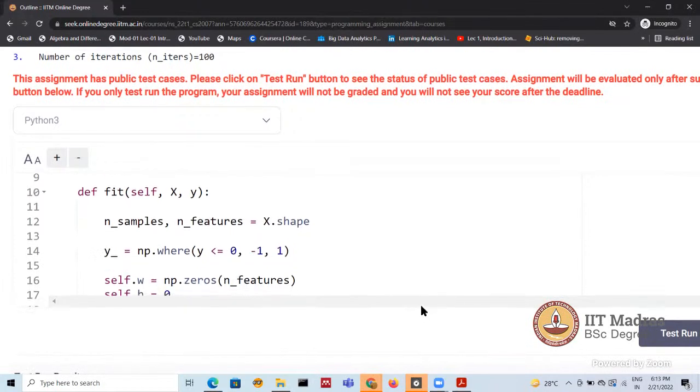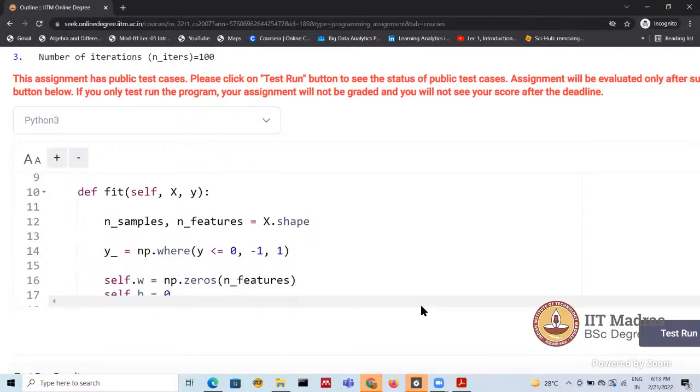So in SVM, we have the two classes to be -1 and +1. The label data is, I think, 0 and 1. So I'm converting it: wherever you find the value 0, we are replacing it with -1. That is what is done initially.